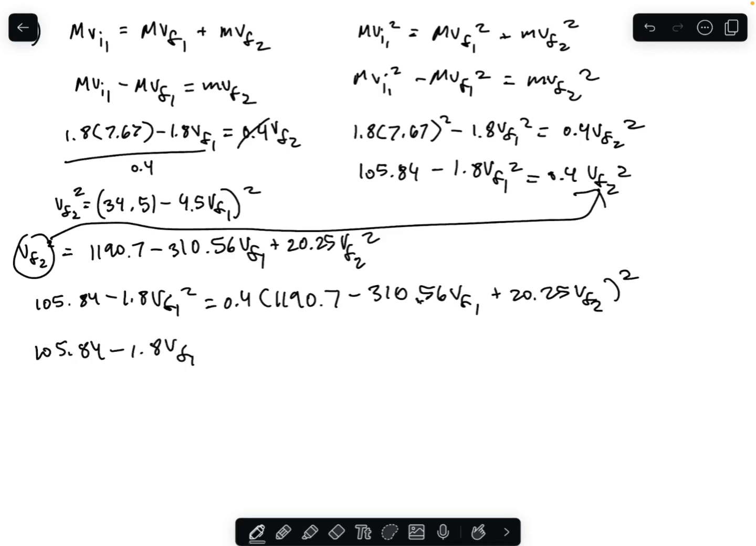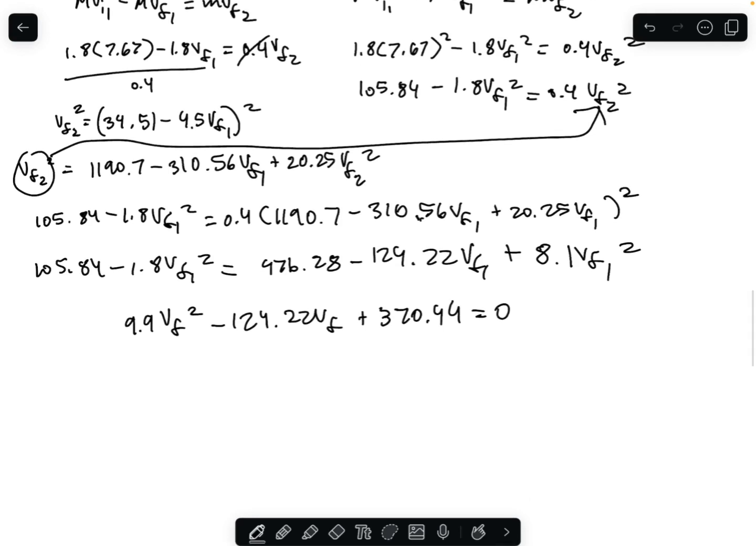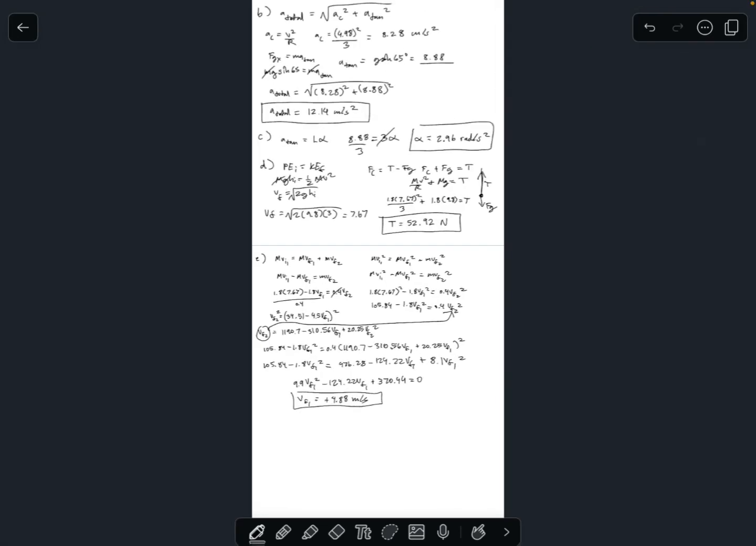105.84 minus 1.8 VF1 squared. And after you distribute, you get 476.28 minus 124.22 VF1 plus 8.1 VF1 squared. Oh, did I accidentally write that wrong? Oh no, that's supposed to be VF1. Okay, and then you combine like terms too. So I'm going to get the quadratic equation as 9.9 VF squared minus 124.22 VF plus 370.44 equals 0. And then you put them in your calculator, and you're going to get VF1 is equal to positive 4.88 meters per second. Oh, that was a lot of work.